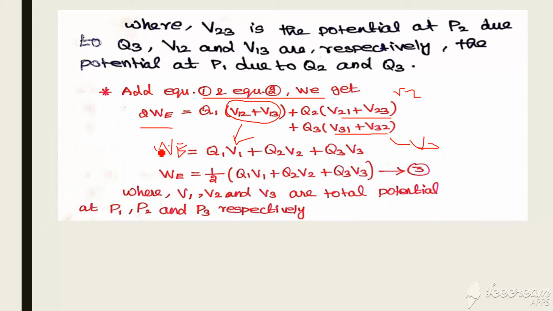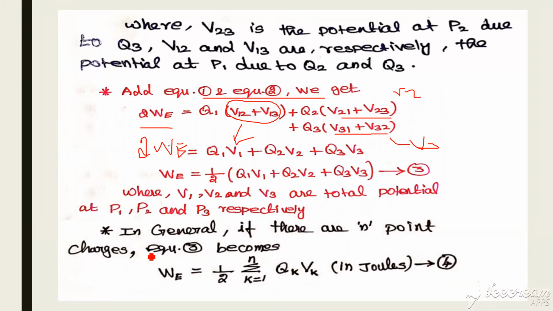Now bring 2 to the other side. So we get WE is equal to 1 by 2 into (Q1 V1 plus Q2 V2 plus Q3 V3). This is equation number 3, where V1, V2, V3 are the total potential at P1, P2, P3 respectively.